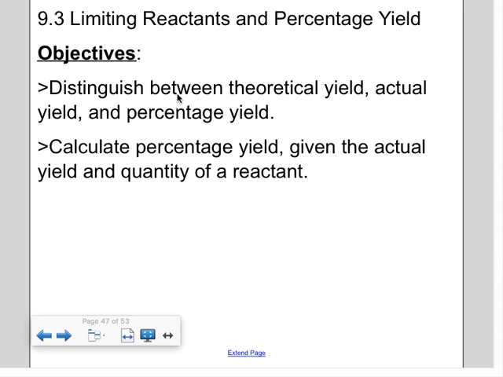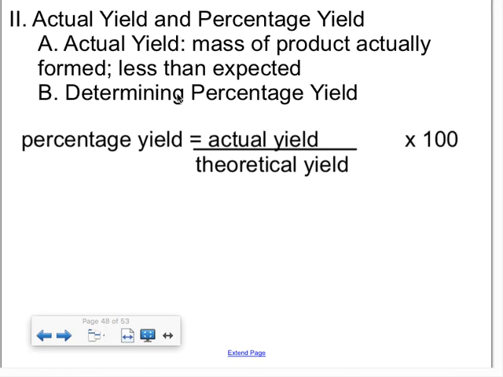Today we're going to be looking at figuring out theoretical yield, actual yield, and percent yield, and using a little bit of stoichiometry too to find our percent yield. But it's mostly figuring out what is our percent yield. So the actual yield is the mass of product that actually forms in an experiment. It is generally less than what you expect.